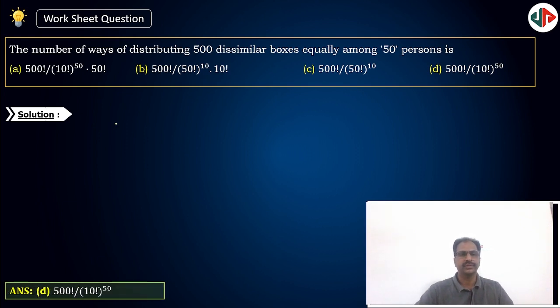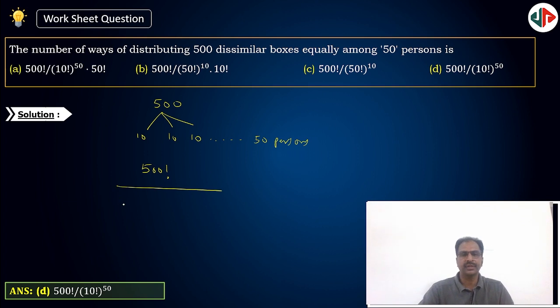Next, the number of ways of distributing 500 dissimilar boxes equally among 50 persons. Equally among 50 means 10, 10, 10, 10, 10. Like that, you have to distribute to 50 persons equally. So this comes under the number of ways of division of dissimilar things into equal groups. This can be done in 500 factorial by 10 factorial, 10 factorial, 10 factorial. How many times? 50 times. So 10 factorial whole power 50.